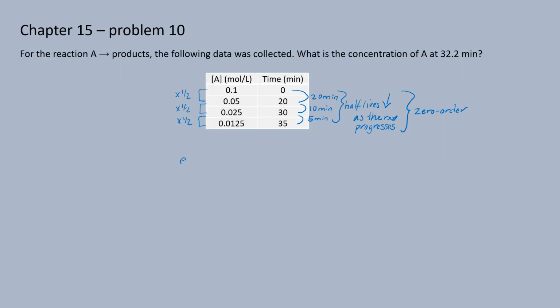Now, the equation for the line, if we're talking about zero order, is concentration equals negative kt plus the initial concentration. But we don't know k. So how can we find k? We could either get the slope using the data points, because k is related to the slope, but you can get k from half-lives.